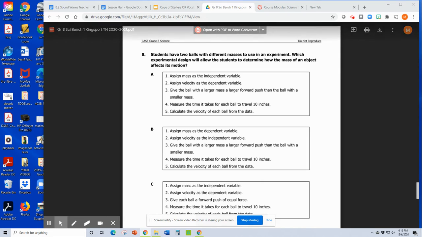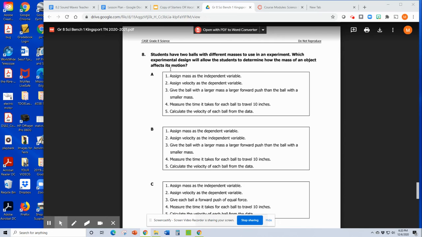The independent variable is the thing that I can make different at the beginning of the experiment. What is different? So let's look again. I want to determine how the mass of an object affects its motion. And it says that I've got two balls with different masses to use in the experiment. So that immediately tells me that the independent variable in this experiment is going to be the mass of the balls.